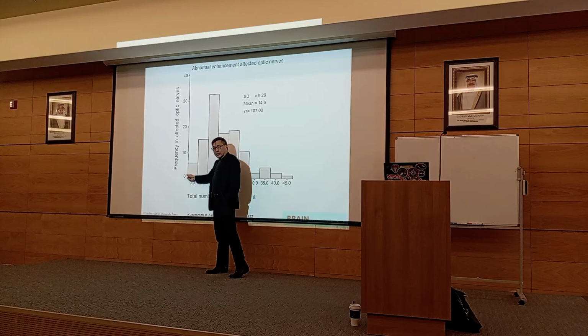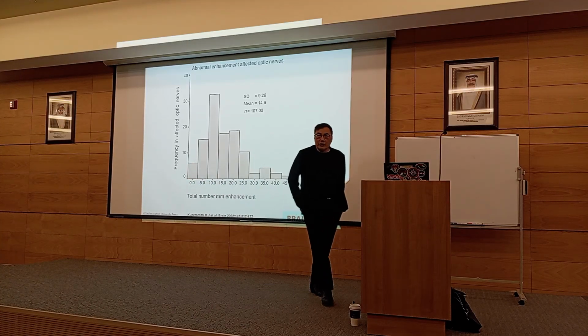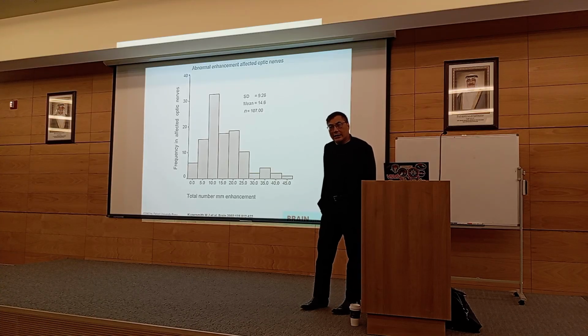you have. See, this is zero enhancement. That's only 5% of the cases. So if you do an MR of the head and orbit with gadolinium and fat suppression and it comes back no enhancement, you should be rethinking the diagnosis. Okay? That means something's not right.